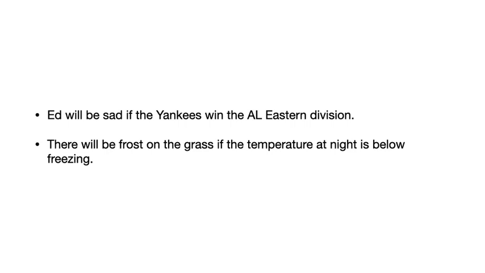There will be frost on the grass if the temperature at night is below freezing. Again, we want to put this in this if blank, then blank form. If we wanted to do that, well, if the temperature at night is below freezing, there will be frost on the grass. So we might have to reorder it. There's really just no way around this besides honestly just think, how would I rephrase this statement to go into this if blank, then blank form?